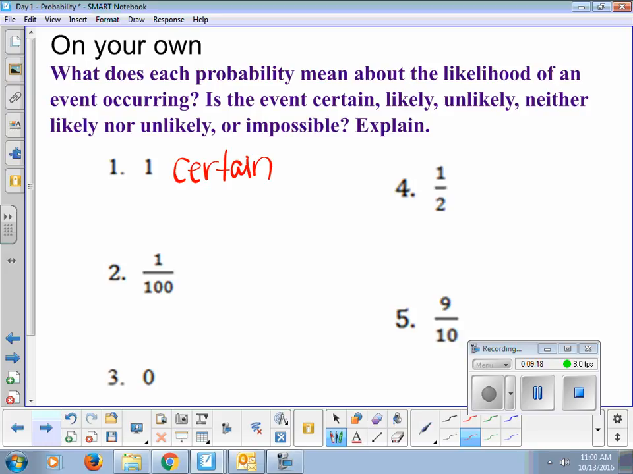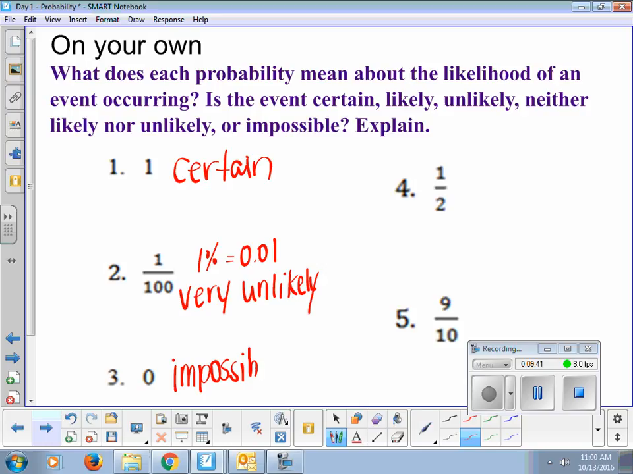What about 1 over 100? What would that be as a percent? 1%, or as a decimal would be 0.01. That's very unlikely. There's a very slim chance of that happening. What about 3? We have 0. Impossible. There's no chance of it happening. 1/2. Neither. So 1/2 is neither likely nor unlikely. It's a 50-50 shot of whether or not it happens.